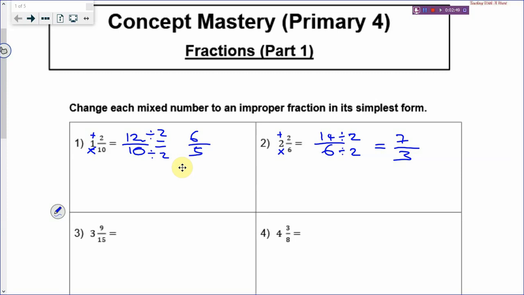So you divide by 2. If you cannot divide by 2, you divide by 3. Or if you cannot divide by 3, you divide by 5. So there are a few tests, a few things to check whether it is the simplest form. Divide by 2, divide by 3, or divide by 5.